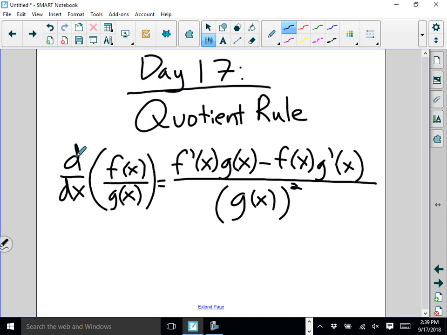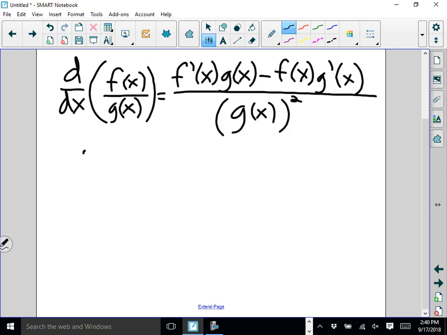In words, there's kind of a rhyme that helps people remember this. And again, take it or leave it. If it's helpful, use it. If it's not, skip it. But in words, we have low d high minus high d low over low low.